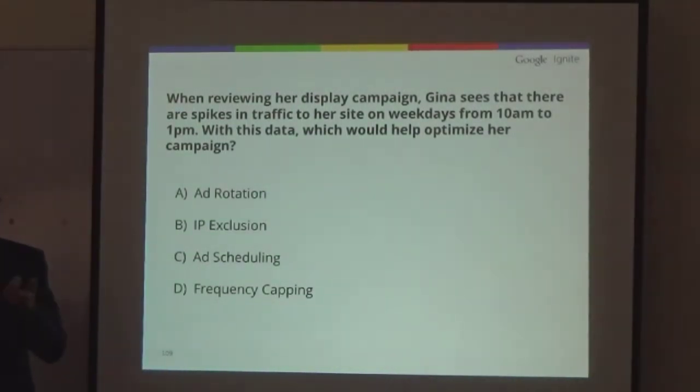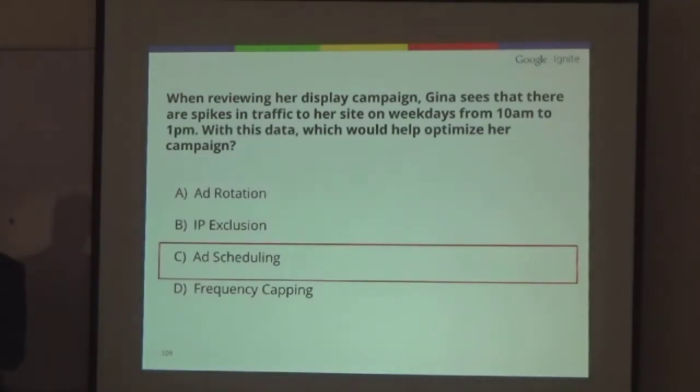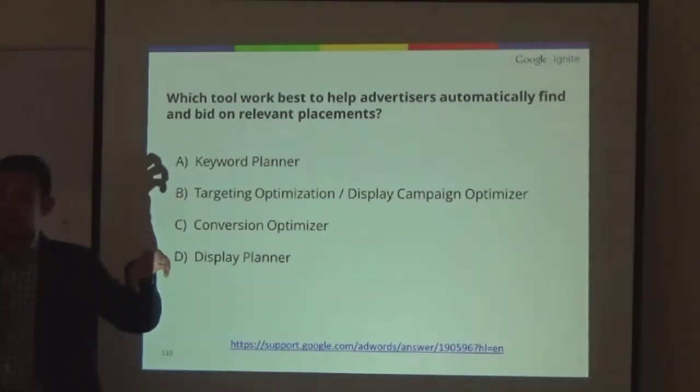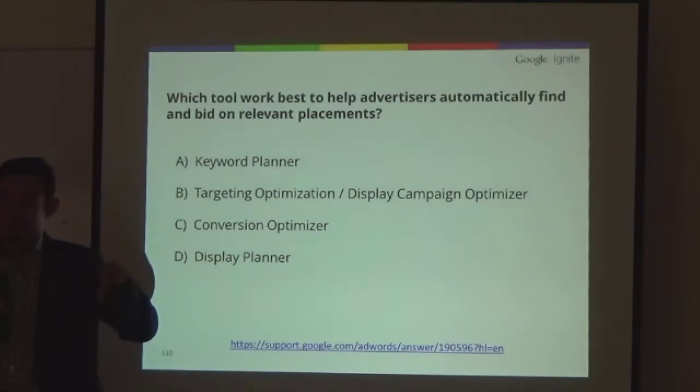With this data that Gina is able to capture and find, which would help optimize her campaign? A, ad rotation. Okay, it's pretty straightforward, yeah? Ad scheduling. Excellent, mark that down. Now, next question. Which tool works best to help advertisers automatically find and bid on relevant placements? A tool that helps advertisers not only bid, but also find placements, where to put the ads for you.